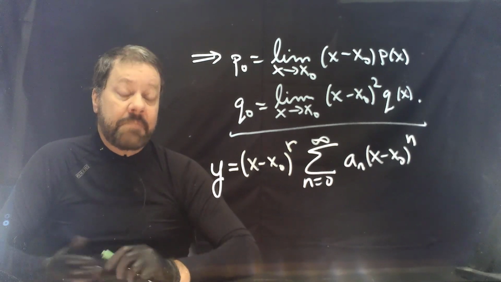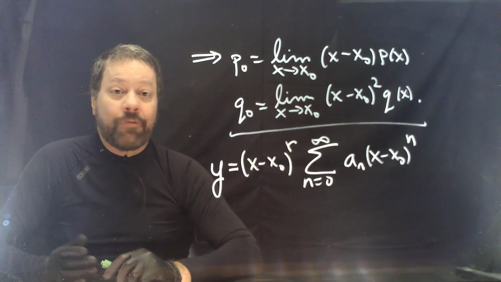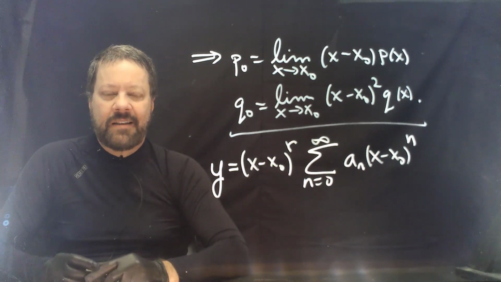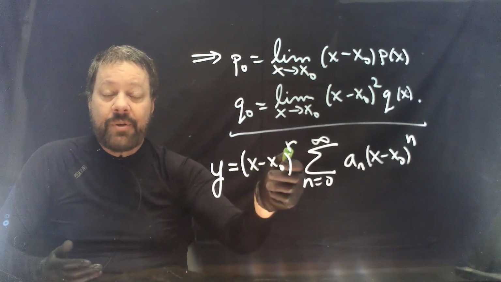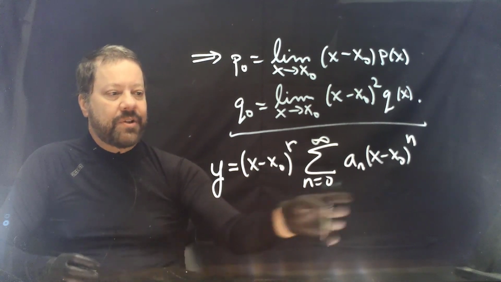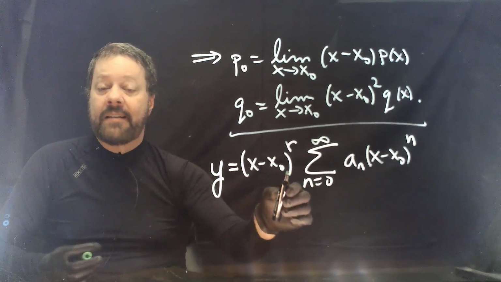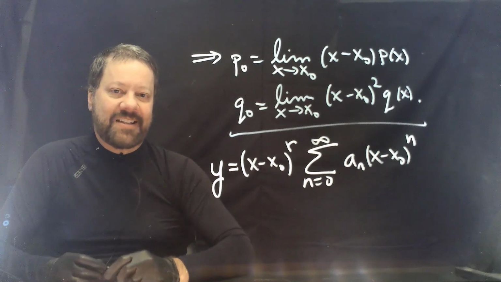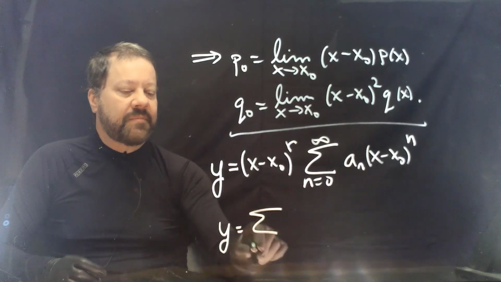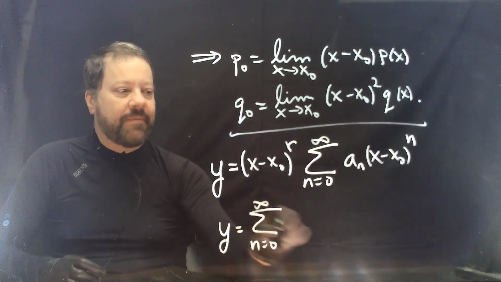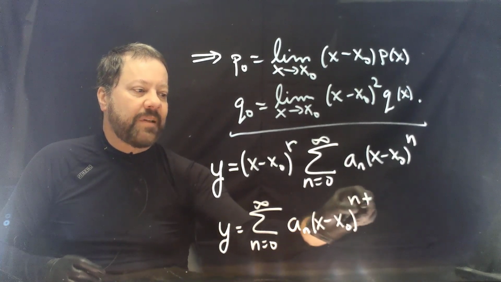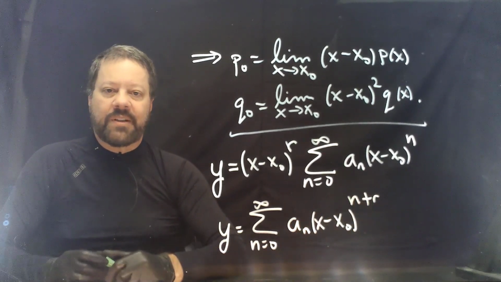r could be some real number. It could be -1, for instance, and that would give you a singularity at x naught. It could be -2 or -1/2. In this way, the solution is analytic times something that can introduce some non-analyticity. We'll rewrite this as the sum, as n goes from 0 to infinity, of a sub n times x minus x naught to the power of n plus r, where r is a real number.